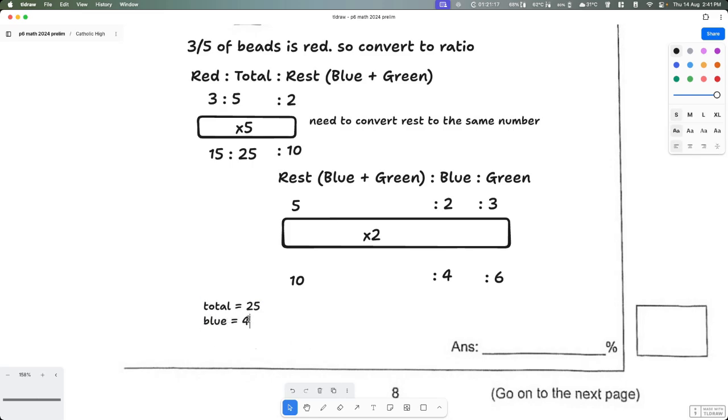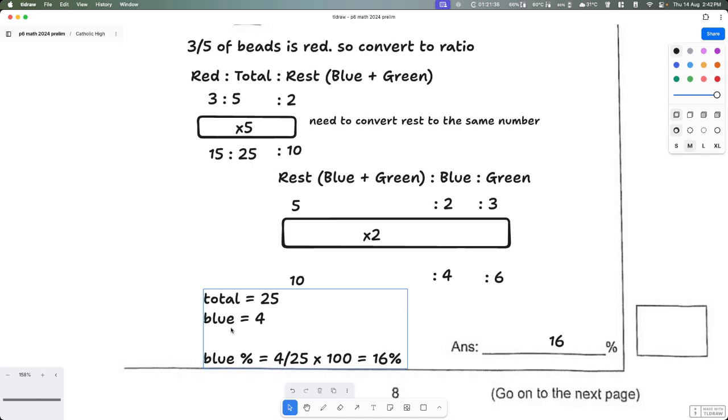So blue percentage is basically 4 out of 25 times 100, which is basically 16, 16% in this case over here. So yeah, that's it. So that's the answer, 16% in this case over here.